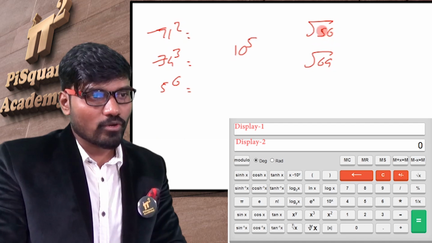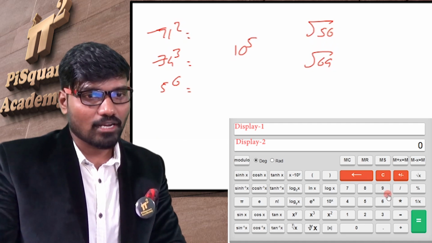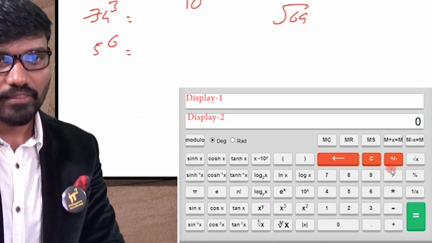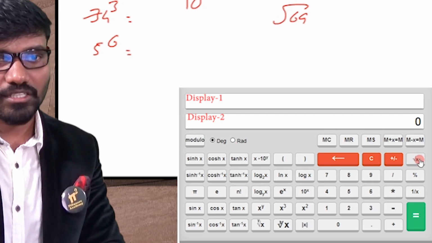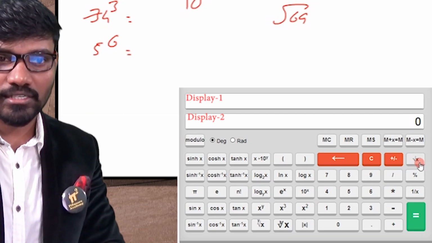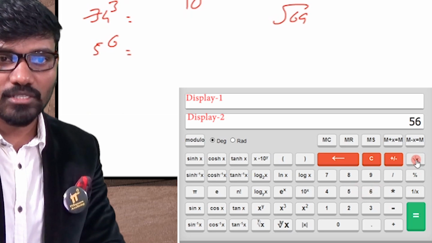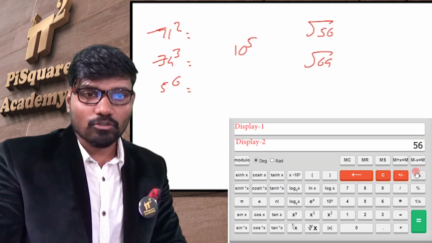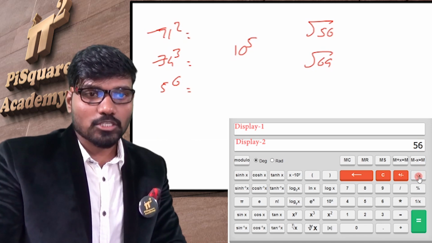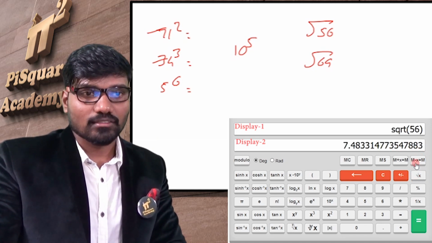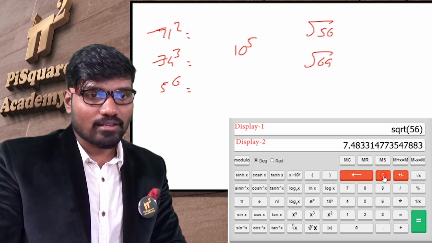I want to perform this, square root of 56. See here, I want to find the root. Where is root here? Yeah, locate the first function. This is a root. It has x associated, so I need to enter the value of x first, 56. Then perform this operation so that the square root will take place for the x value. X means the display 2 value. Okay, that's the answer. Let's try another one.